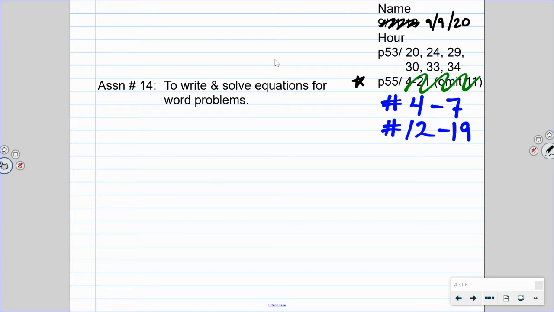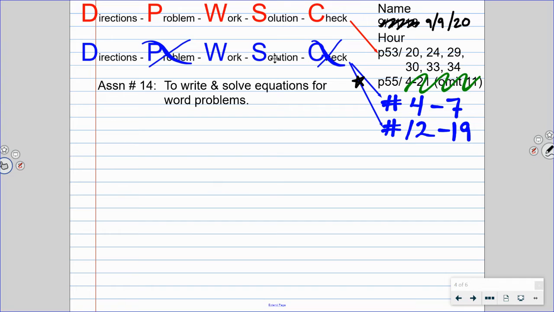Now, one other thing that I want to point out, usually when we do problems, for instance, page 53, you're going to write the directions, write the problem, write your work, your algebra step, write your solution, and then check it. However, page 55, we're getting into word problems. So ladies and gents, you will not write out the full word problem. Also, when you write the directions, you will notice the directions did not ask you to check.